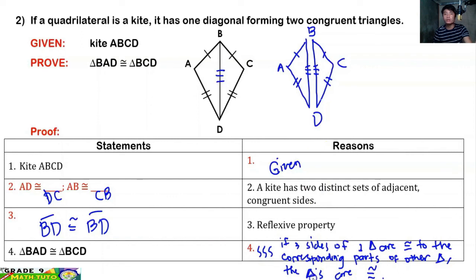Ano ba yung side, side, side niya? Ibig sabihin, si AD, corresponding niya is si CD dun sa kabilang triangle. Siyempre, si BD, corresponding niya si DB. And then si BC, corresponding niya si BA. That's why triangle BAD is congruent to triangle BCD based on side, side, side.